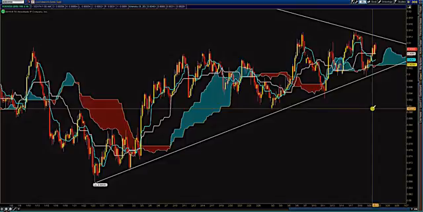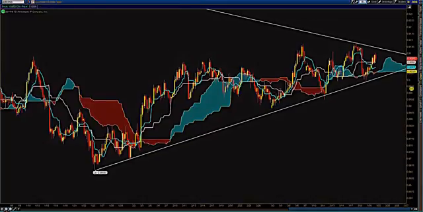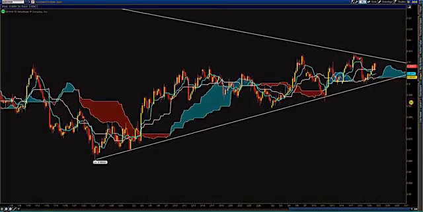My next video that I will create is actually going to be using the Ichimoku with pivot points and trend lines, and how to come up with an effective trading plan to have a good success rate.